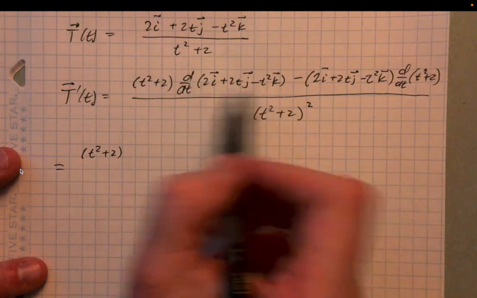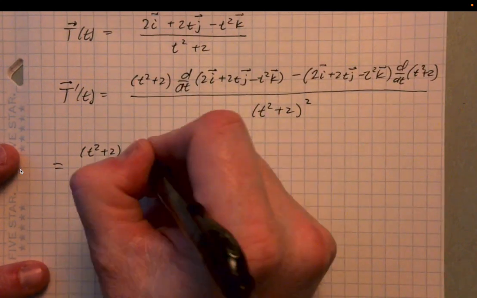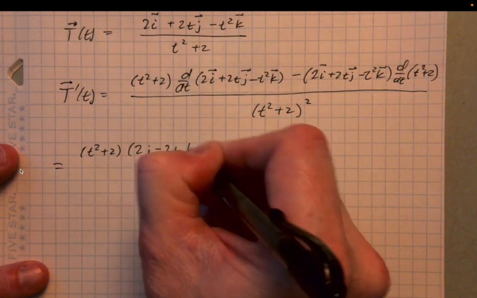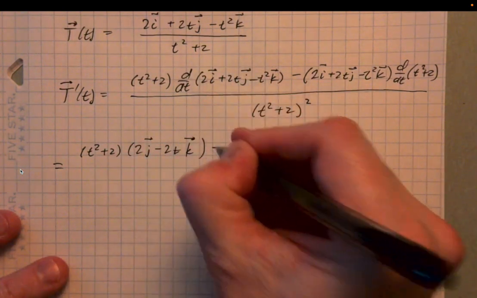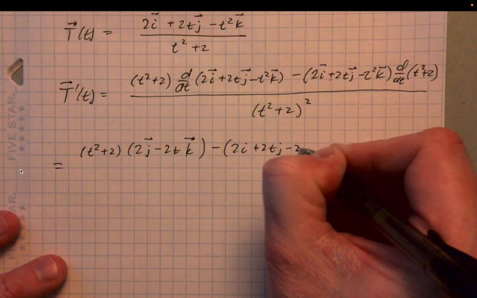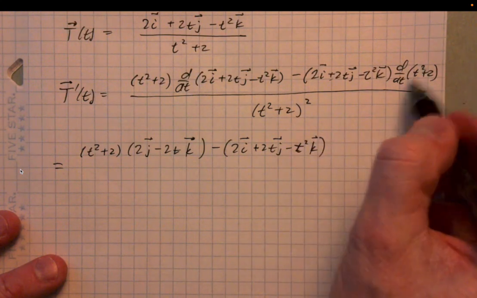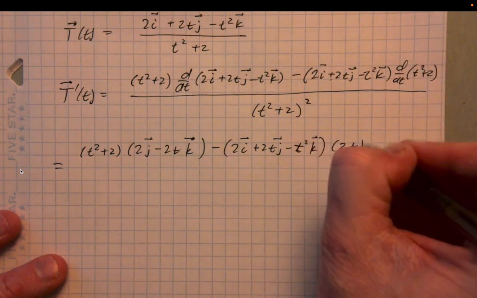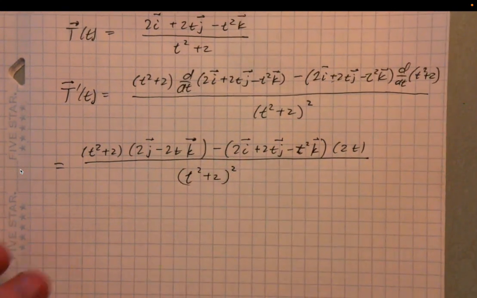The derivative of this function here is just going to be 2j minus 2tk. The components differentiate really easily there. And then here we'll have 2i plus 2tj minus 2t squared k. And then the derivative here will just be 2t, won't it? Yep. And then you've got t squared plus 2, quantity squared on the bottom still. So now we actually have the derivative, but we need to simplify this thing.